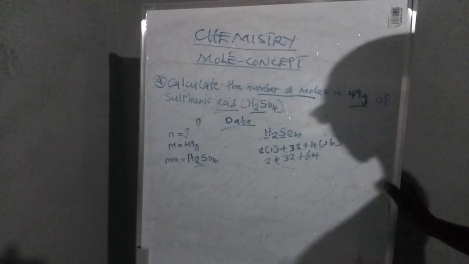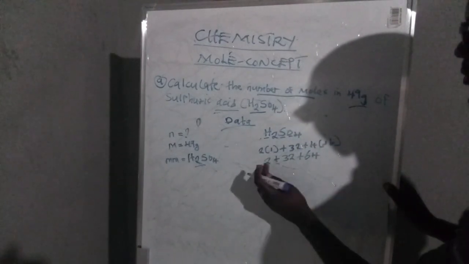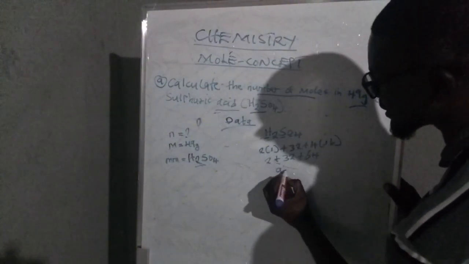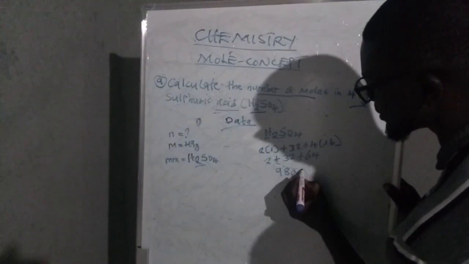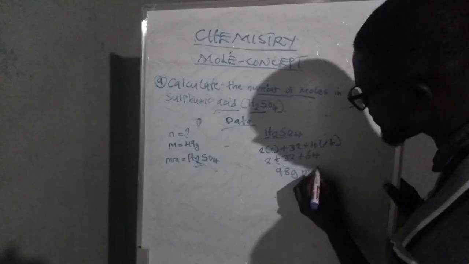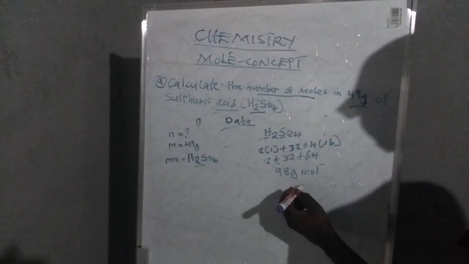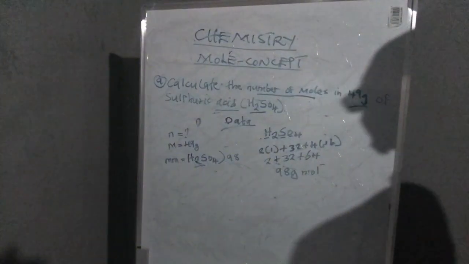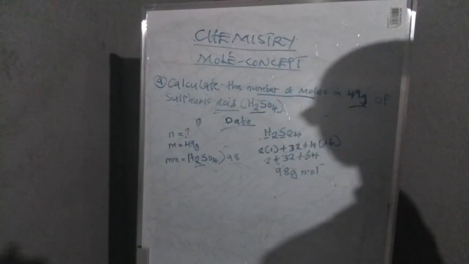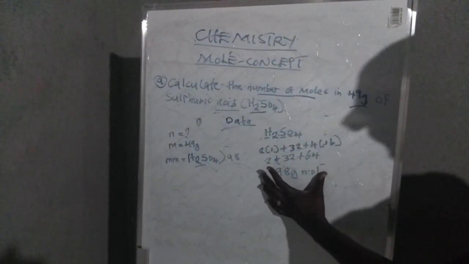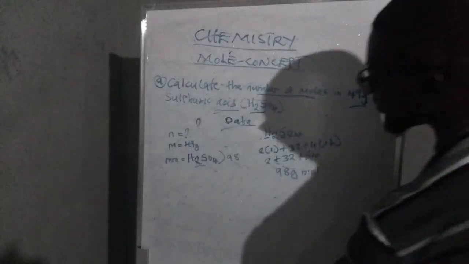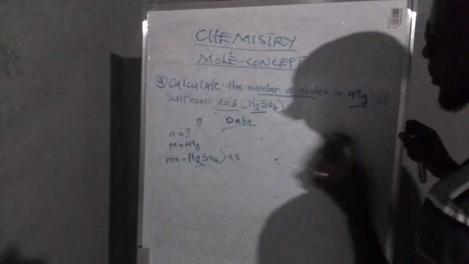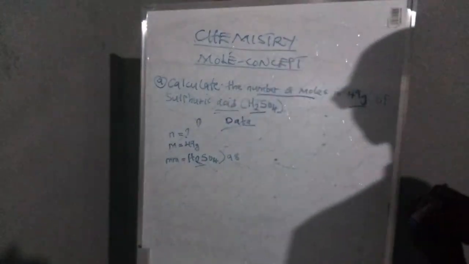Are you with me? Then we are going to add this. We are going to say 2 plus 32 plus 64, it gives us 98 grams per mole, like this. That's the molar mass. So our molar mass here is 98. Okay? So since we have found this, I hope you have captured this. Now let me wrap up. We proceed to answer the question.